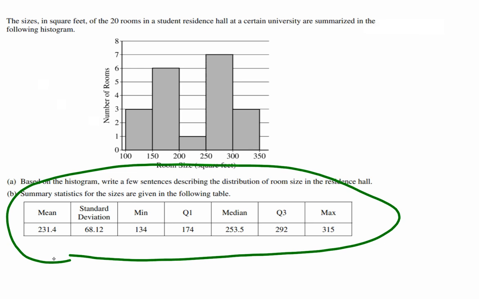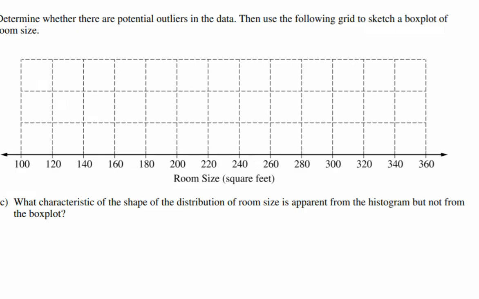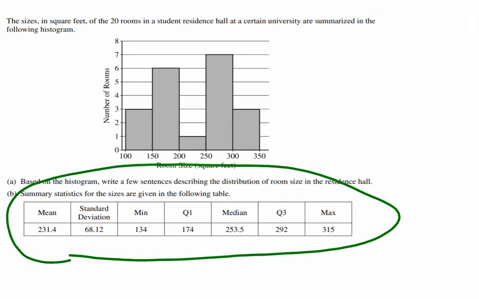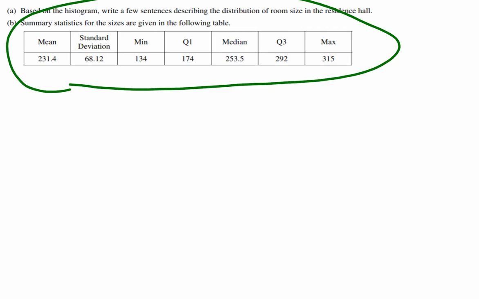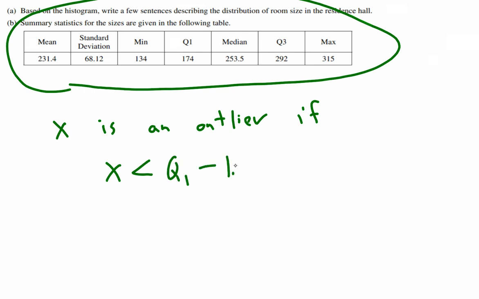And so part B, the actual question they're asking is here: determine whether there are any potential outliers for the data, and then provide a sketch of a box plot. Okay, so we need to check for outliers. There's a nice mathematical check that says the following. X is an outlier if X is less than Q1 minus 1.5 times IQR.